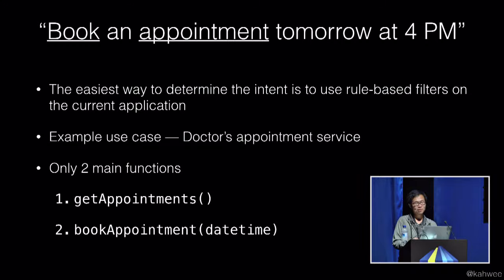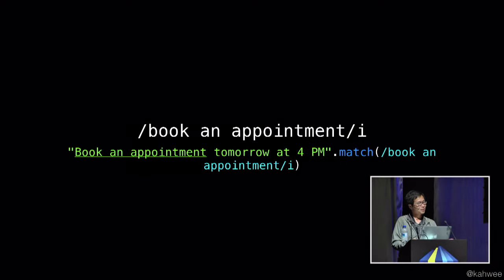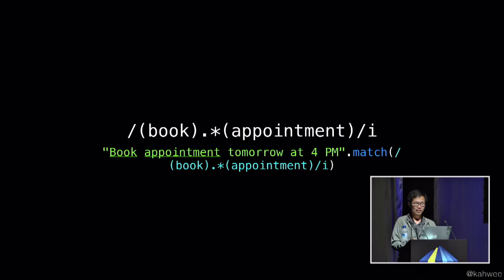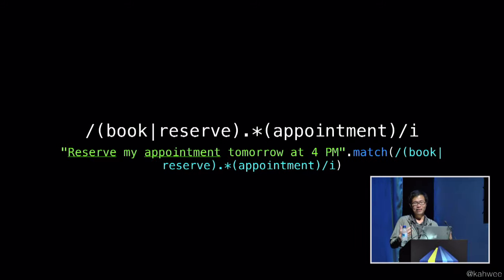The simplest way is really just to use regex, right? Incredibly naive, but it works really well. So you could try "book an appointment tomorrow at 4 p.m." That works. That's the regex. But what if you want to do "book appointment" and you need to change your regex to be more flexible? And what if people want "book me an appointment"? That's fine too, this regex works. And what about people wanting "reserve my appointment"? You can keep adding regexes, and through this, you are determining the intention of the user.